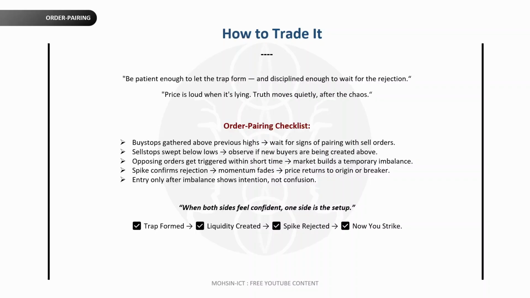All of this can be compressed into 4 steps. The very first one is the formation of the trap, and then we look for the liquidity creation. Once the liquidity has been created, we wait for price to take out that liquidity with a sudden spike. Now this spike is what we call the order pairing. And then we wait for it to reject, and then in the last step, we strike when price is showing the intentions.